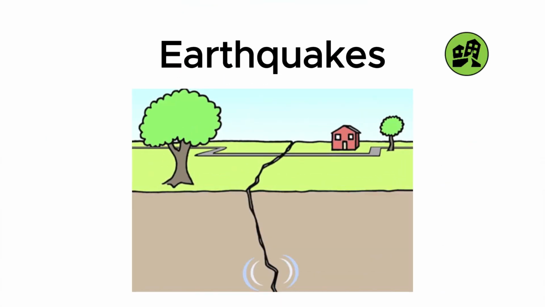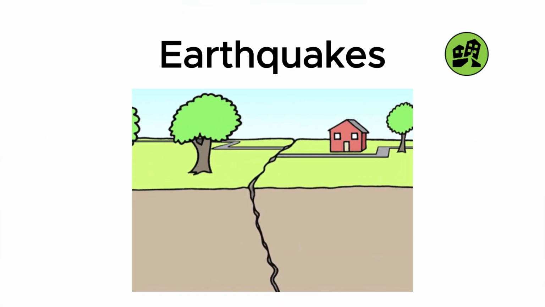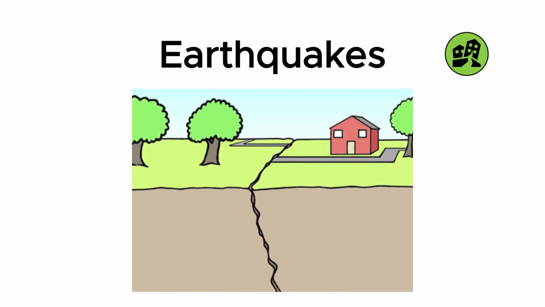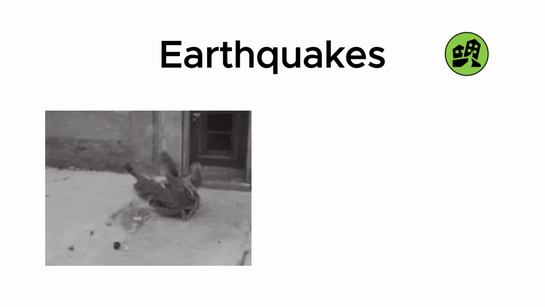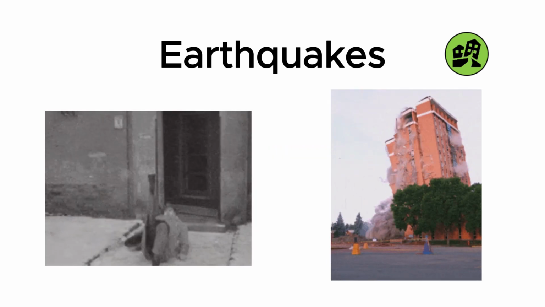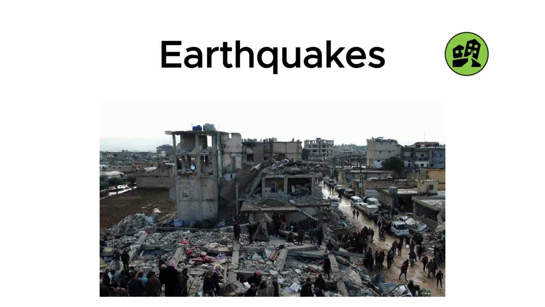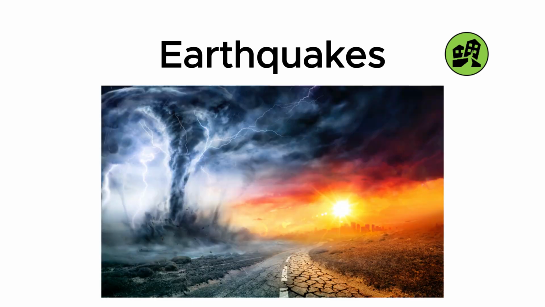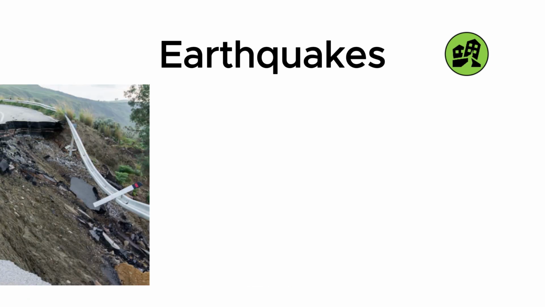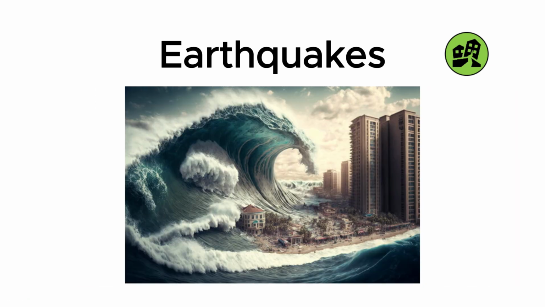Earthquakes can be described as sudden ground movements caused by the shifting of the Earth's tectonic plates. These plates are part of the Earth's crust, and sometimes they rub against each other and get stuck. When they finally unstick or slip, an earthquake occurs. Earthquakes can lead to significant damage, including the collapse of buildings and other structures. They can also cause other natural disasters like landslides and tsunamis, which we'll learn about later in the video.